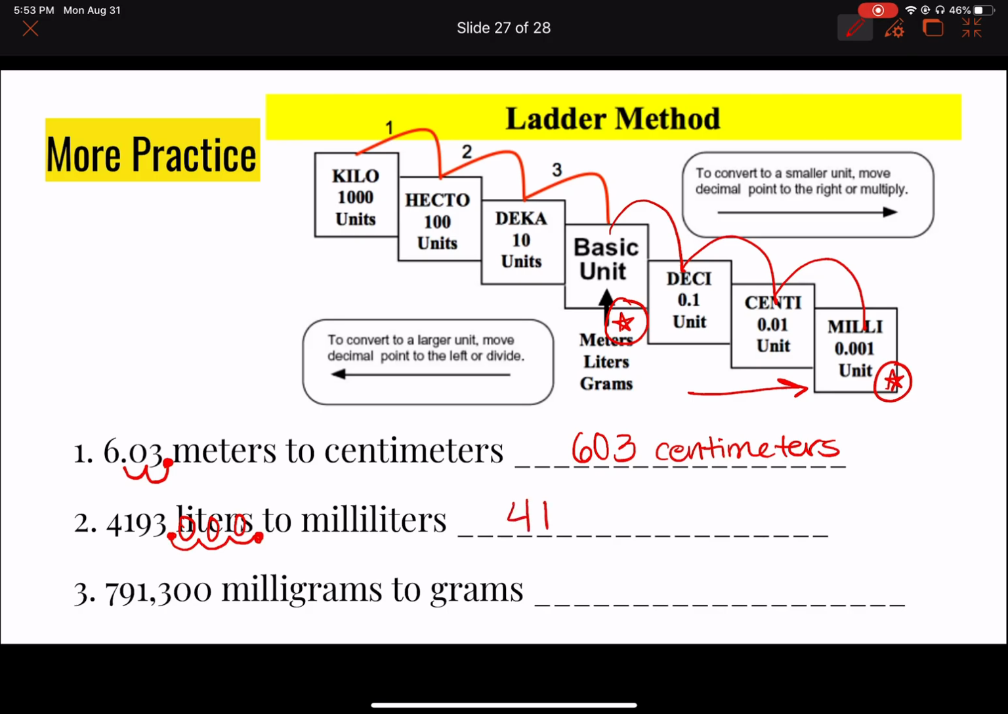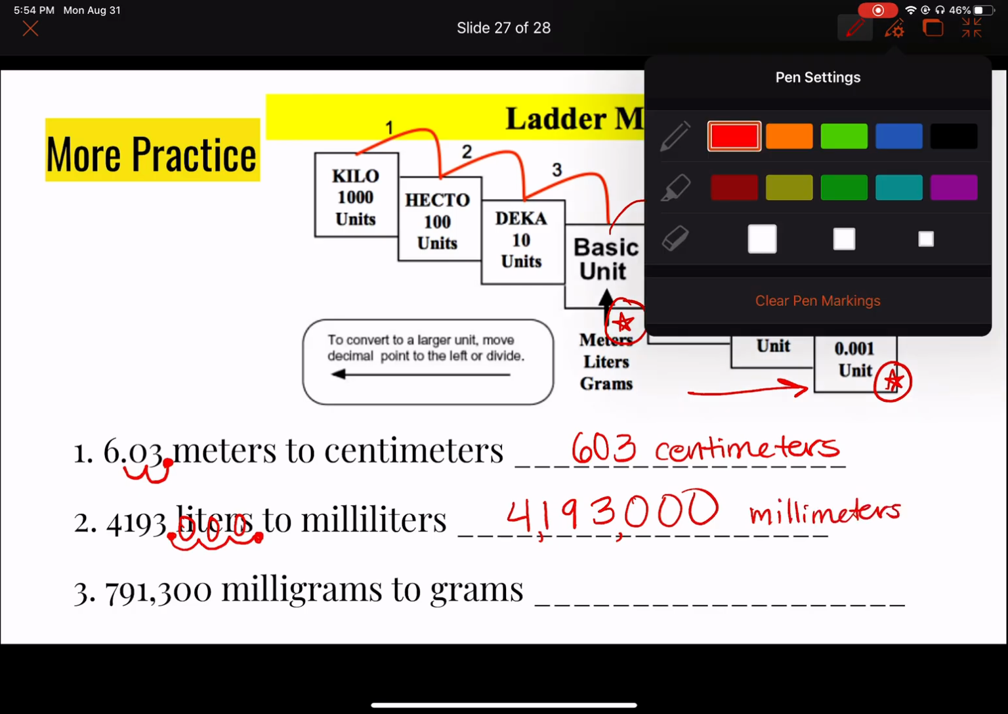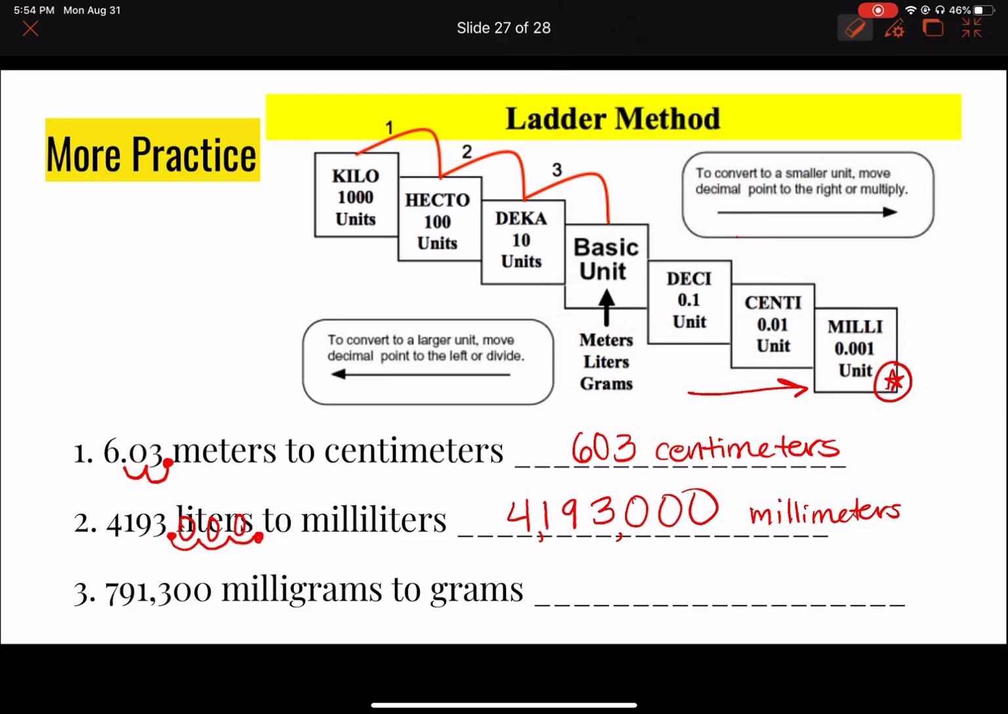So we have 4193, 1, 2, 3 zeros, and then I just like to put the commas so I can read my place values correctly. So now we have 4,193,000 milliliters. Okay, and last one. Let's erase this one again.